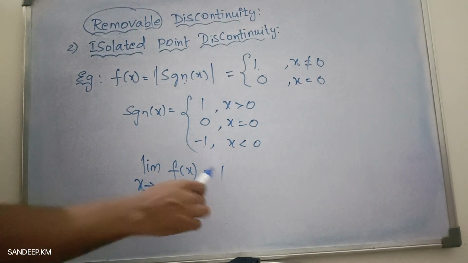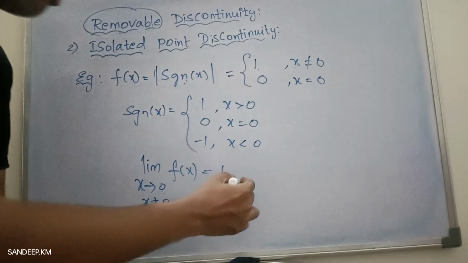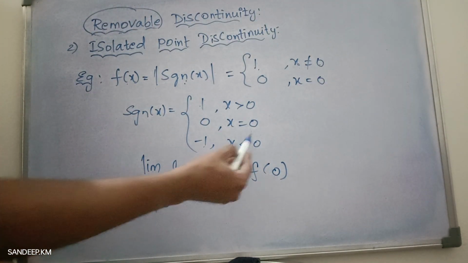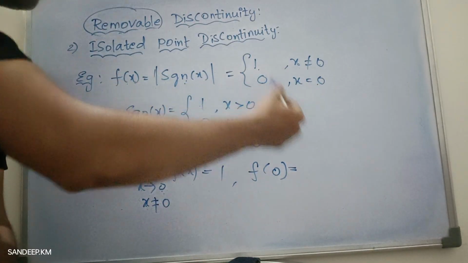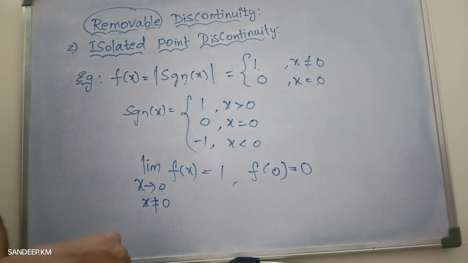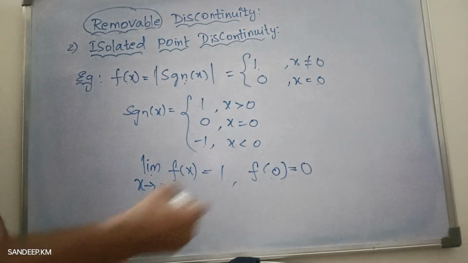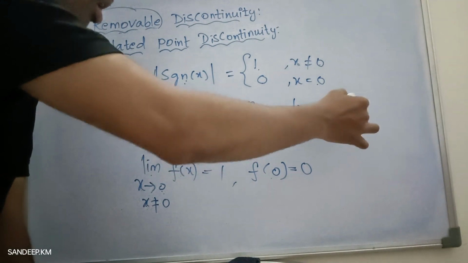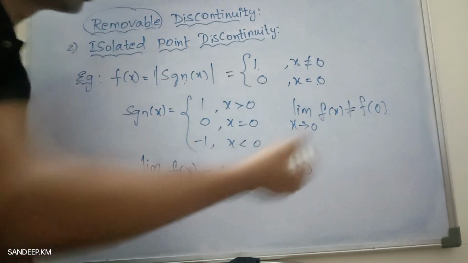The limiting value of the function is what, dear students? 1. But what about the value of the function f of 0? At x is equal to 0, what is the value of the function? When input is 0, the output is 0. So the limiting value of the function is 1 and the value of the function is 0. So it means what? The limiting value of the function is not equal to the value of the function.